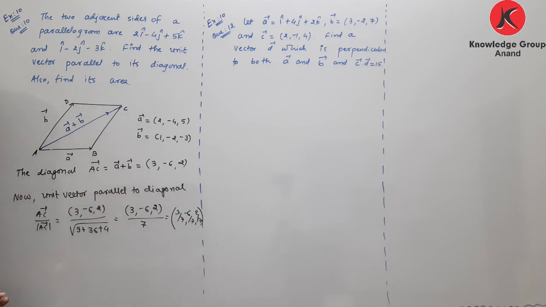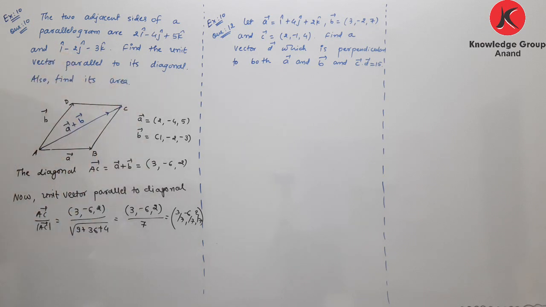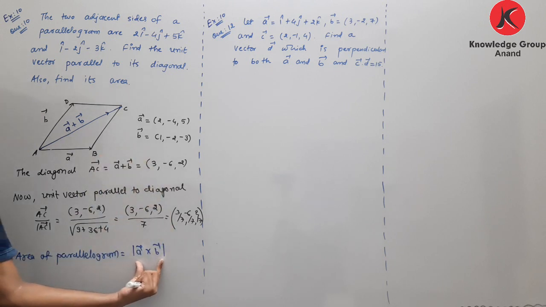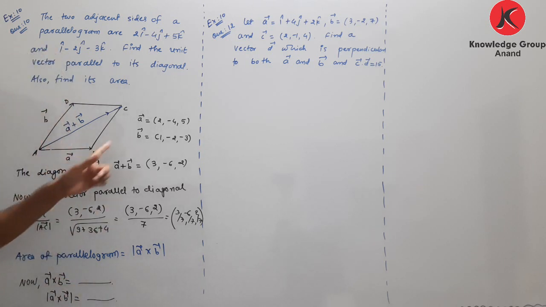Okay. Now, we have to find the area of this parallelogram also. How can we find the area of a parallelogram? So we know that the area of a parallelogram, if two adjacent sides are given, is the magnitude of the cross product of A bar cross B bar. So first of all, you have to obtain A bar cross B bar, then you have to calculate its magnitude, and its magnitude will represent the area of parallelogram ABCD here.